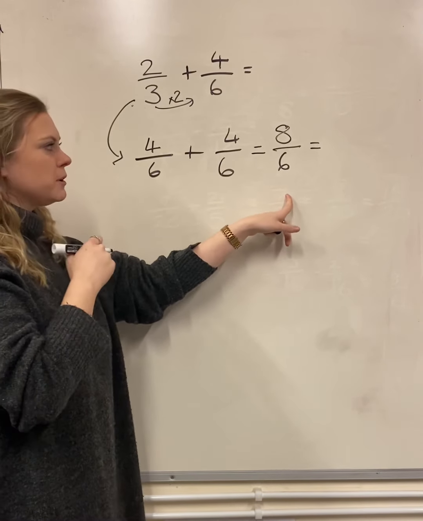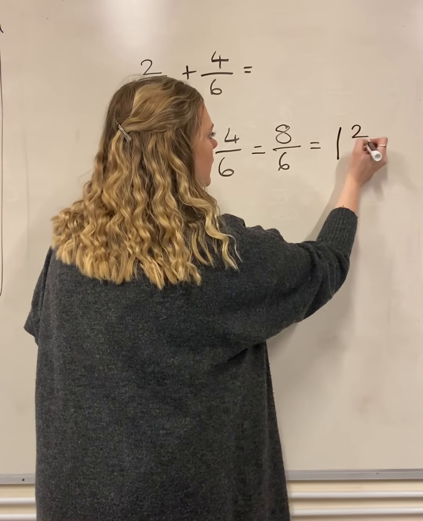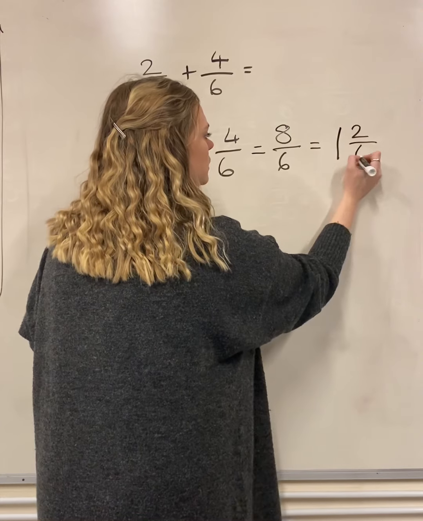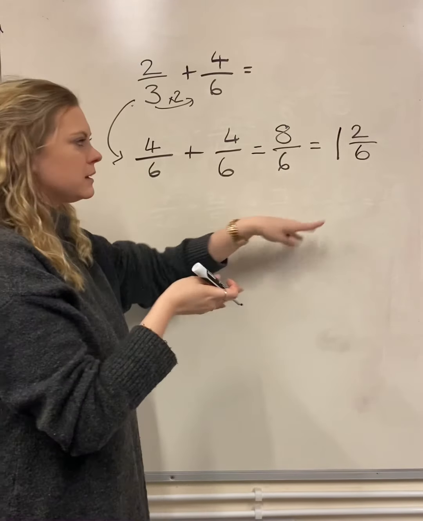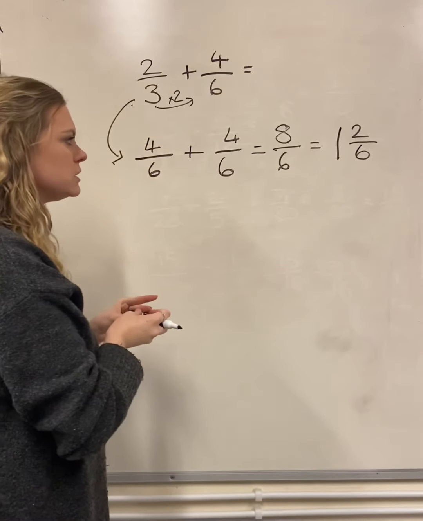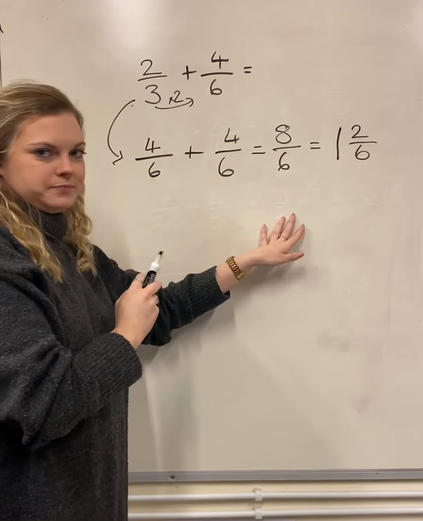Okay, so to simplify that, I can make that into a mixed number. And that would be 1 and 2/6. But either of those answers would be fine. Okay, they're both correct. It's just written differently. Okay, so that was yesterday's lesson.